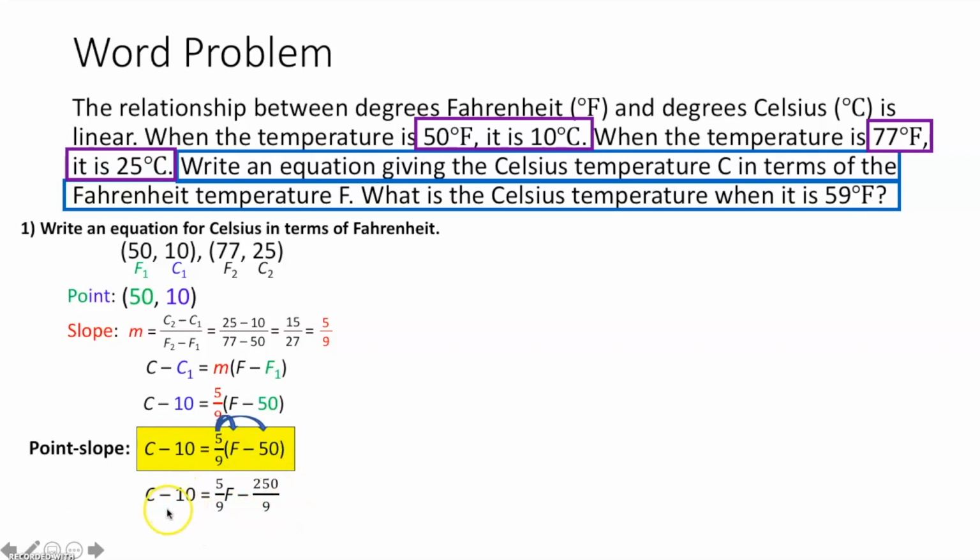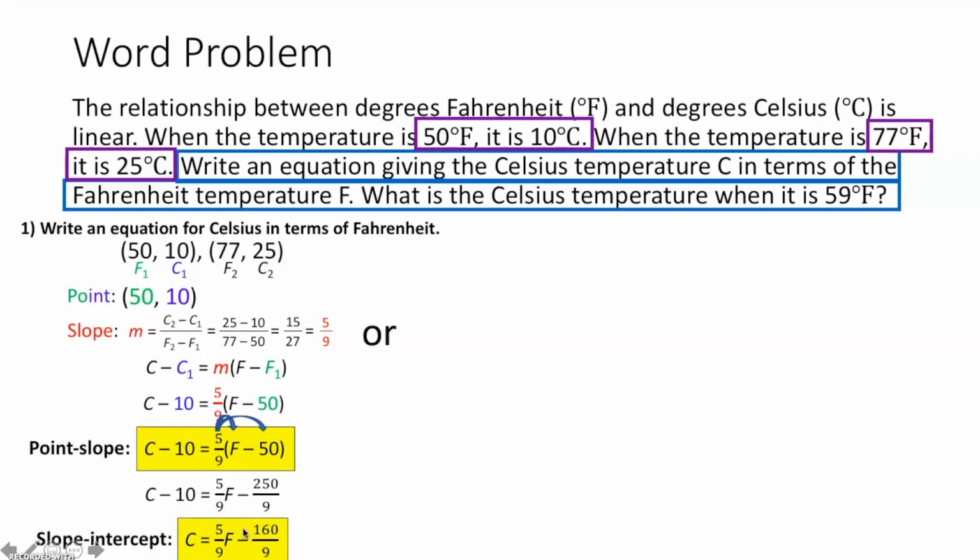Now, again, I want C by itself, so I need to get this minus 10 to the other side. That means I add 10 to both sides. Adding 10 to negative 250 over 9, it's a little tough. We need to give it a common denominator. So it would be 90 over 9. So if we add 90 over 9 here, we end up getting negative 160 over 9 as our y-intercept. Now we have Celsius in terms of Fahrenheit.